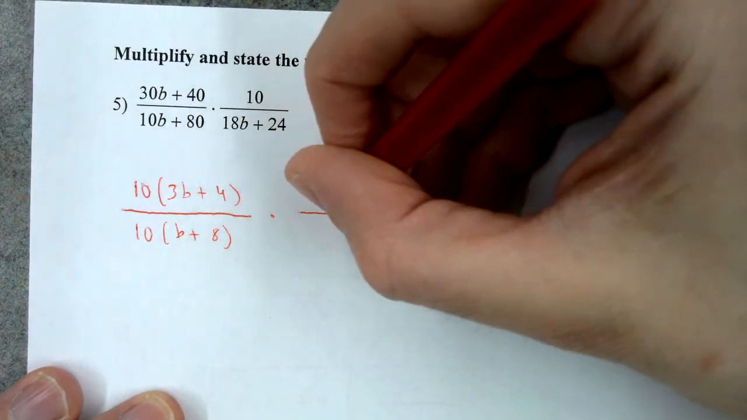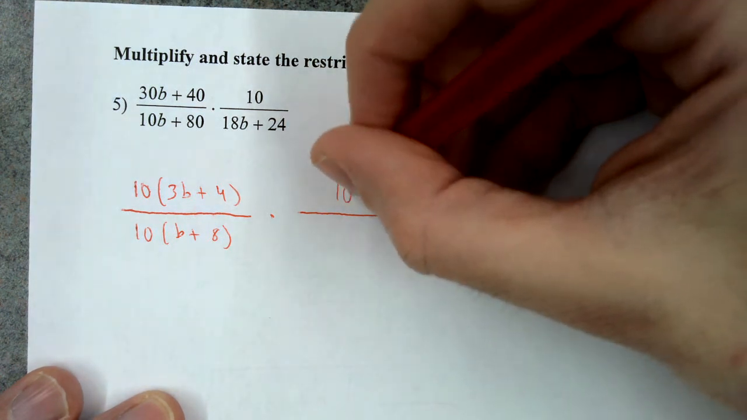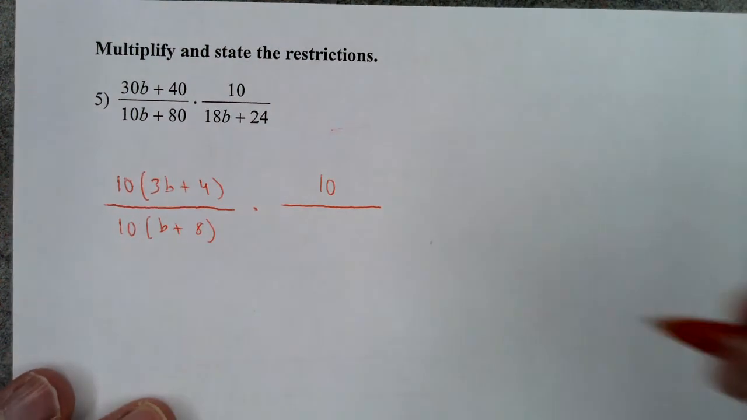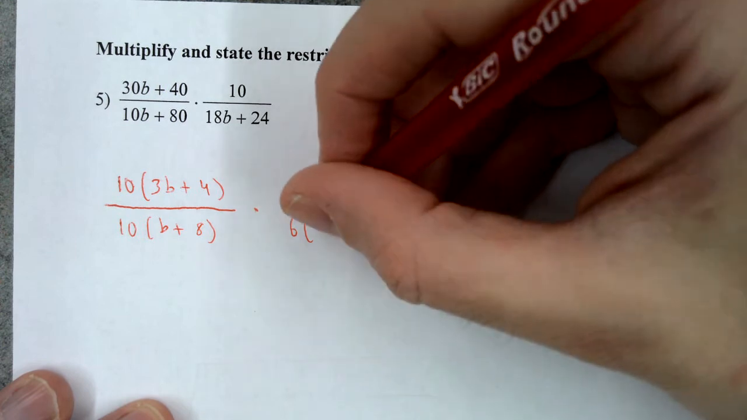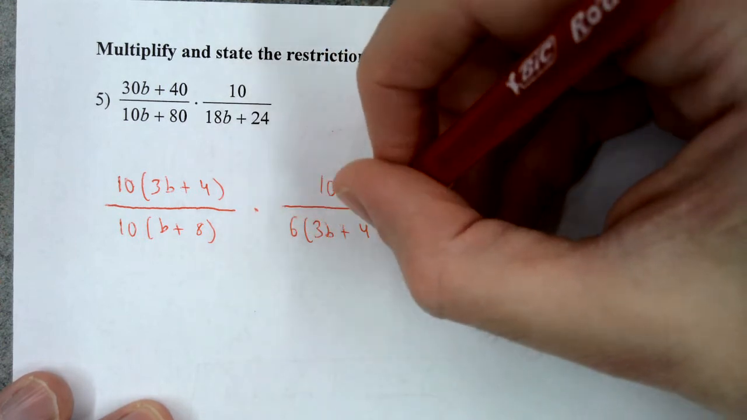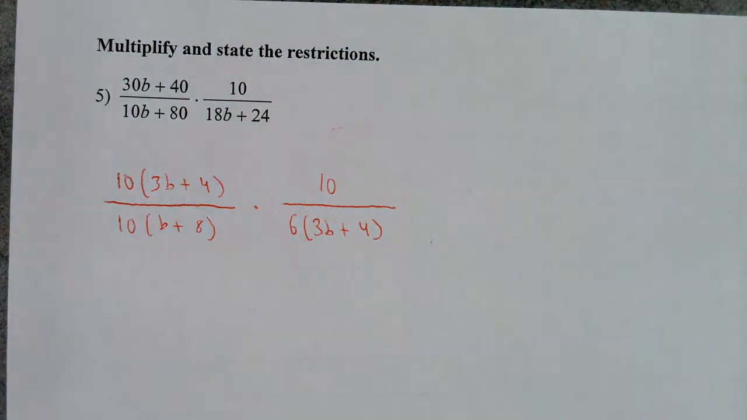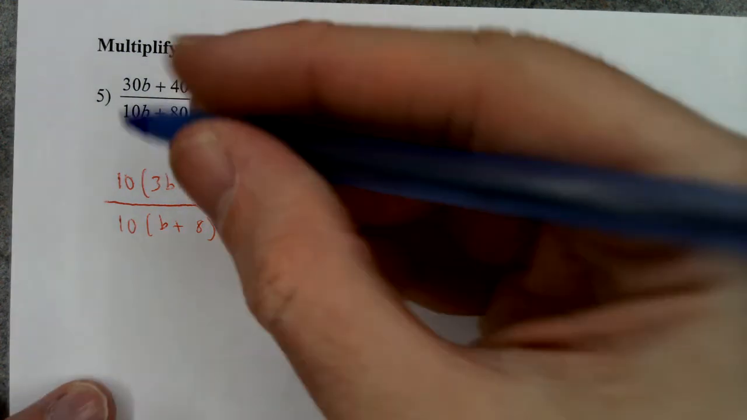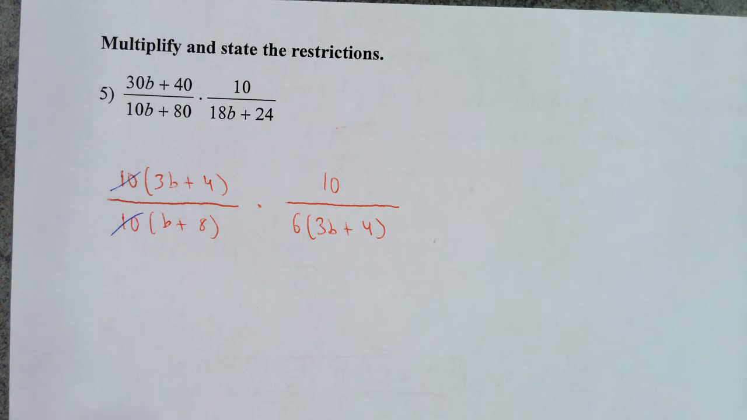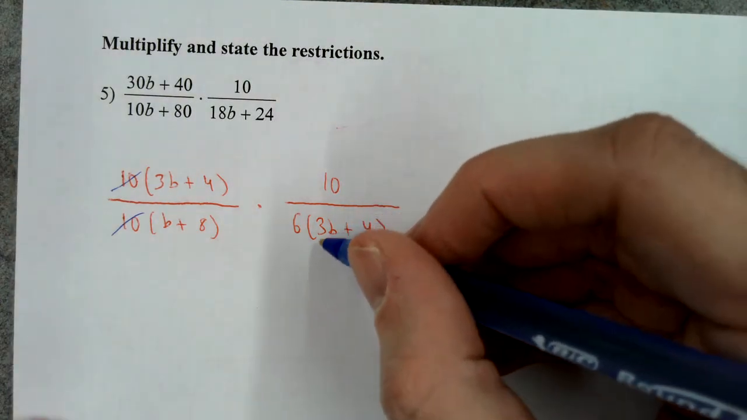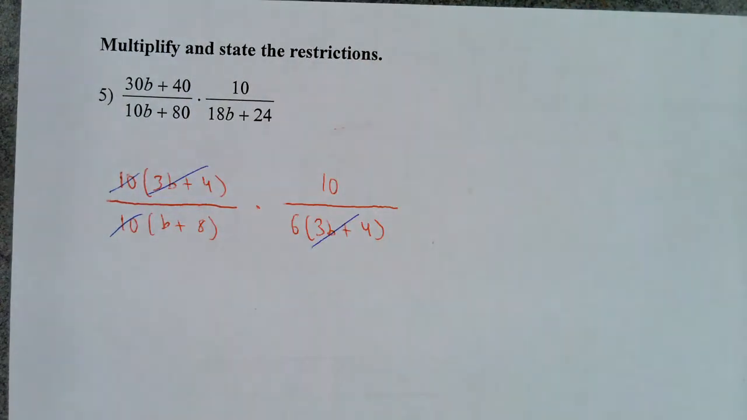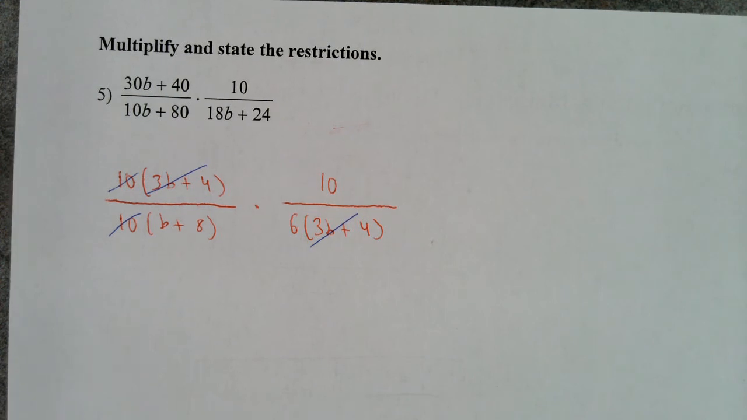The top right, there's nothing to do. And the bottom right has a GCF of 6. So you factor that out, it leaves you with 3b plus 4. Divide out the common factors, okay? 10 with 10. 3b plus 4 with 3b plus 4. And you get the following. You get 10 over 6 times b plus 8.